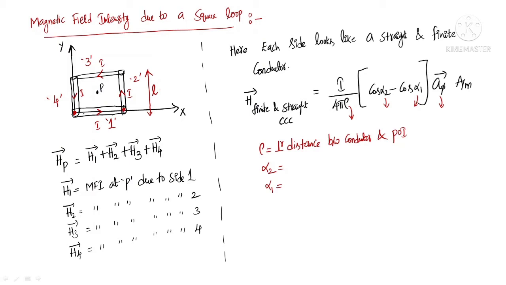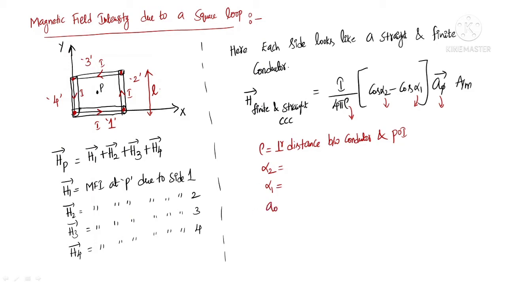Based upon the current direction, we can say that this is the starting point of this conductor and this is the finishing end of this conductor. Similarly, for this conductor, this is the starting point and this is the finishing point, and for this conductor this is the starting point and this is the finishing point. Like that we can consider the starting end as well as the finishing end of the conductor. These are the angles made by the finishing end and the starting end.